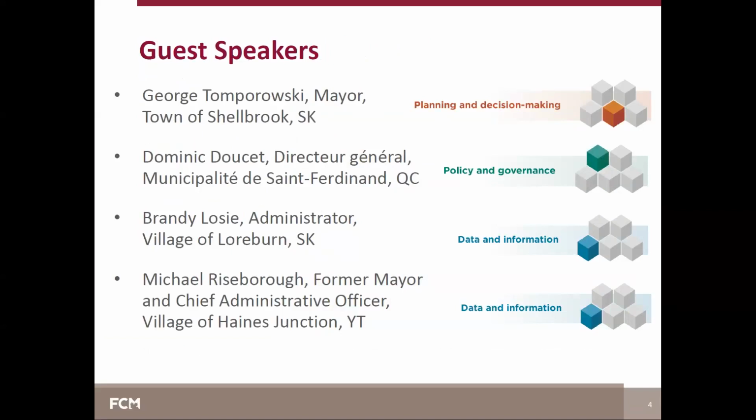George Tomporowski is the mayor of the town of Shelbrook, Saskatchewan, and will be speaking about his experience reaching level 1 of the planning and decision-making competency. Dominique Doucette is Chief Administrative Officer of the Municipality of Saint-Ferdinand, Quebec. Dominique was with the City of Plessisville, Quebec, when they reached level 1 of the policy and governance competency.